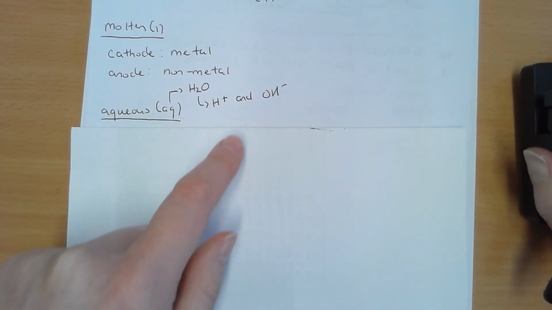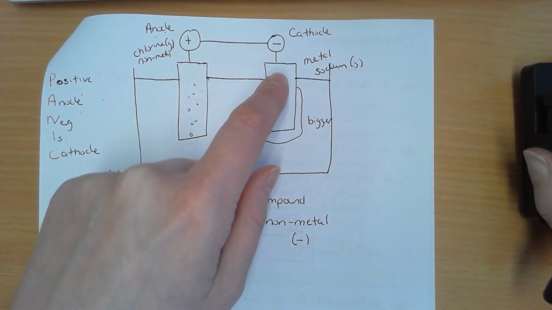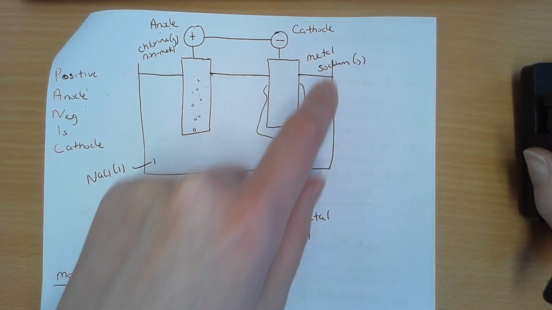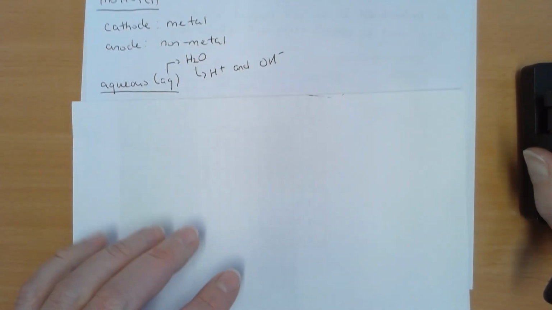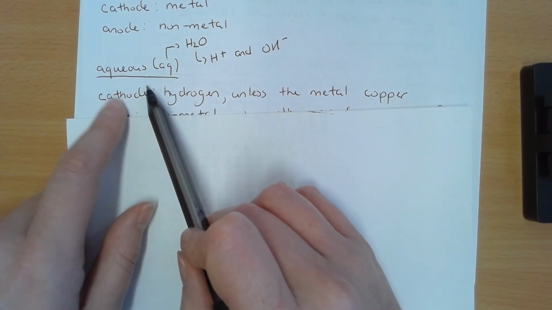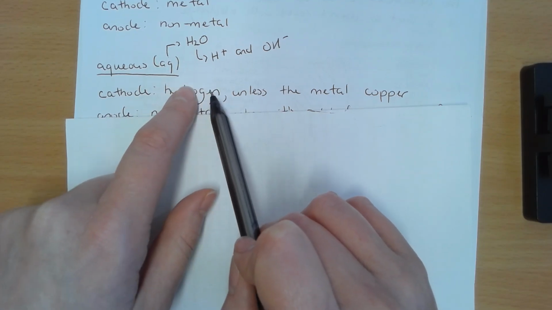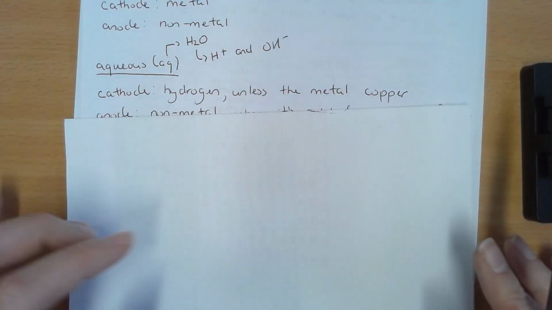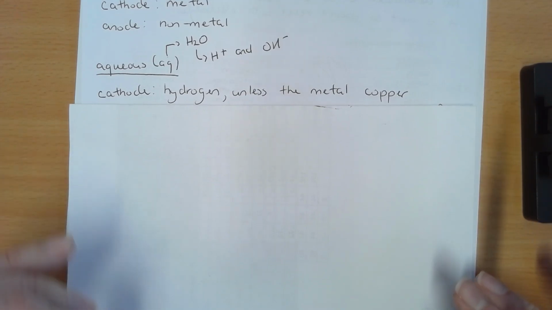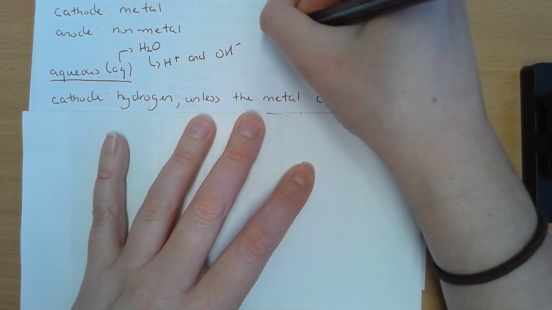Now the OH- ion isn't going to cause us any problem, but the H+ is going to go to the cathode as well as my positive metal. All right, but you can learn a rule, okay? At the cathode, if it's aqueous, hydrogen will always be the product unless the metal in your ionic compound is copper.